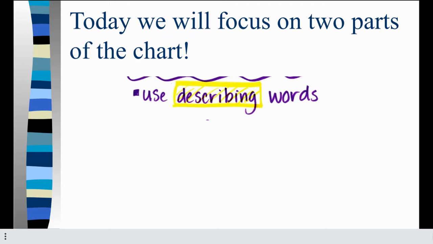The other part of the chart that we're going to talk about today is using describing words. You want to make sure that the words you use really paint a picture for the reader. Red, tiny, grimy. Well, in fairy tales, describing words are often used to describe characters. Describing words help us picture the characters living in these fairy tales. For instance, we don't just call her Riding Hood, we call her Little Red Riding Hood. Right there, it describes it right in the title.